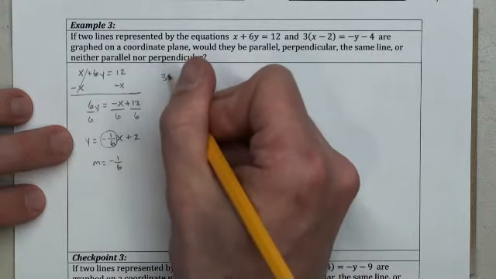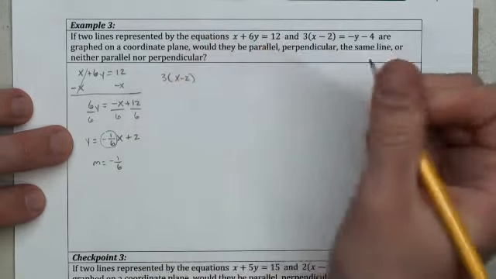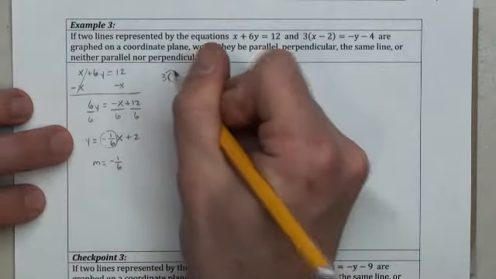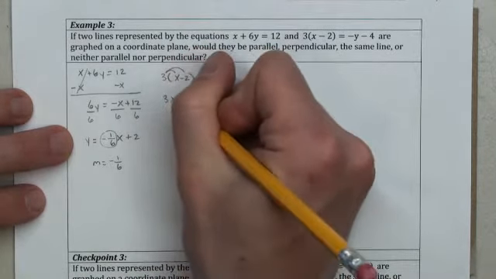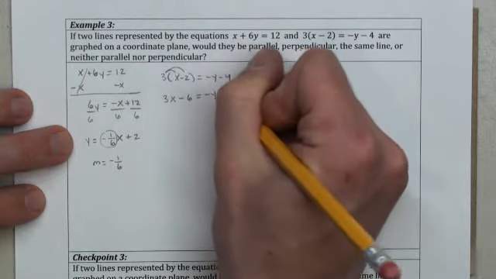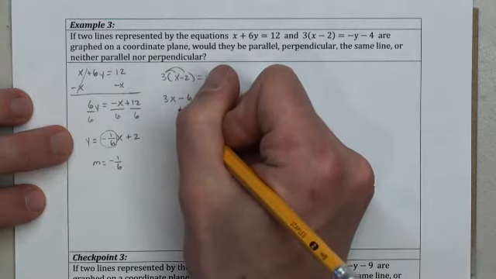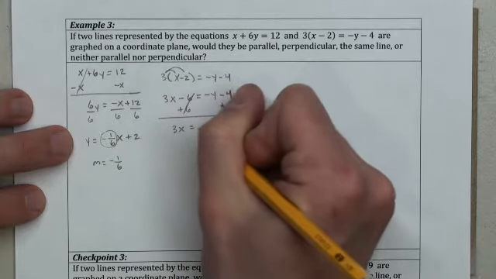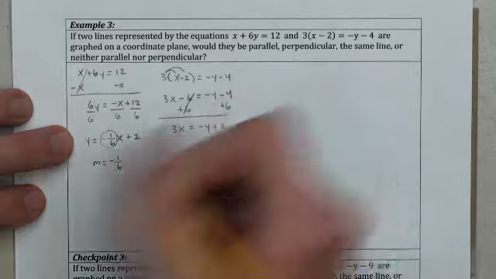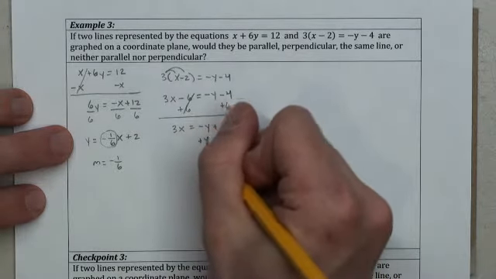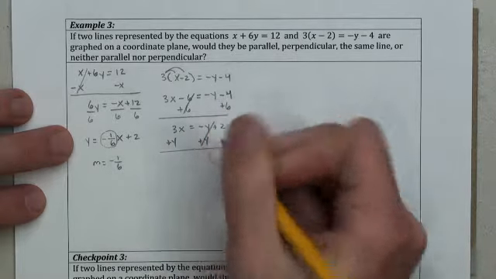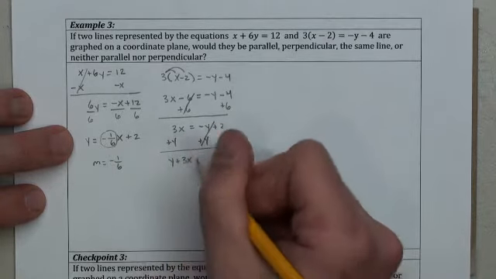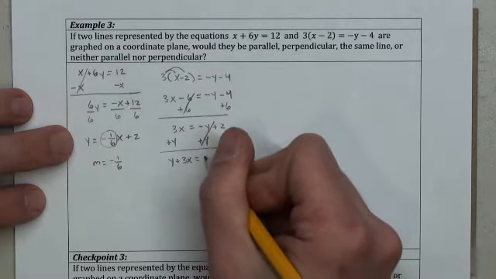Now let's do the other one. This one looks worse, but it's really not that bad. You know how to do this. 3 times x minus 2 equals negative y minus 4. First we distribute. So 3x minus 6 equals negative y minus 4. Then I'm going to add 6 to both sides. And I have 3x equals negative y plus 2. Now I want my y on the left, so I'm going to add y to both sides. Okay, I have now y plus 3x, or 3x plus y, it doesn't matter, it's the same thing, equals, the y is canceled, so that equals 2.